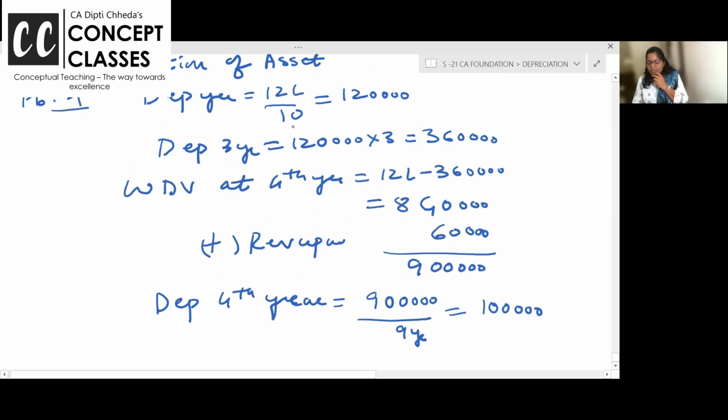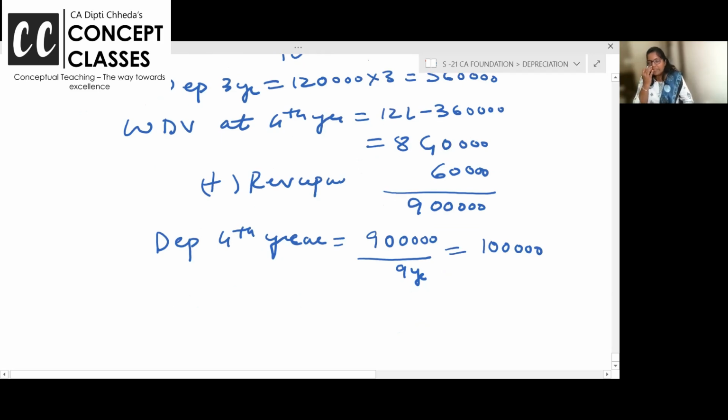12 lakh was the cost for 10 years. For 3 years, 360, 840. And revaluation, 9 lakh. So frankly, 9 lakh we should have done for remaining 7 years. But they say divide by 9 years. So it is coming to 1 lakh. Okay? Clear to all of you? Nice concept, no? For the revaluation also.